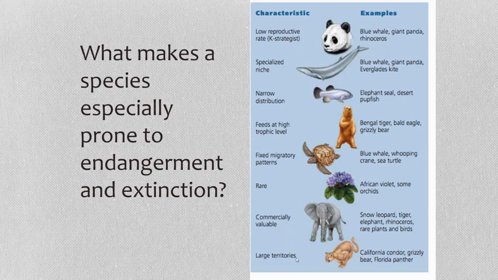Species that are rare, there just aren't very many of them. If a lot of them were to die off at one time, that could make the species endangered. Some animals that are commercially valuable will become endangered due to overhunting. And then animals with very large territories, like condors or grizzly bears, when their territory becomes fragmented, then they're not able to survive.